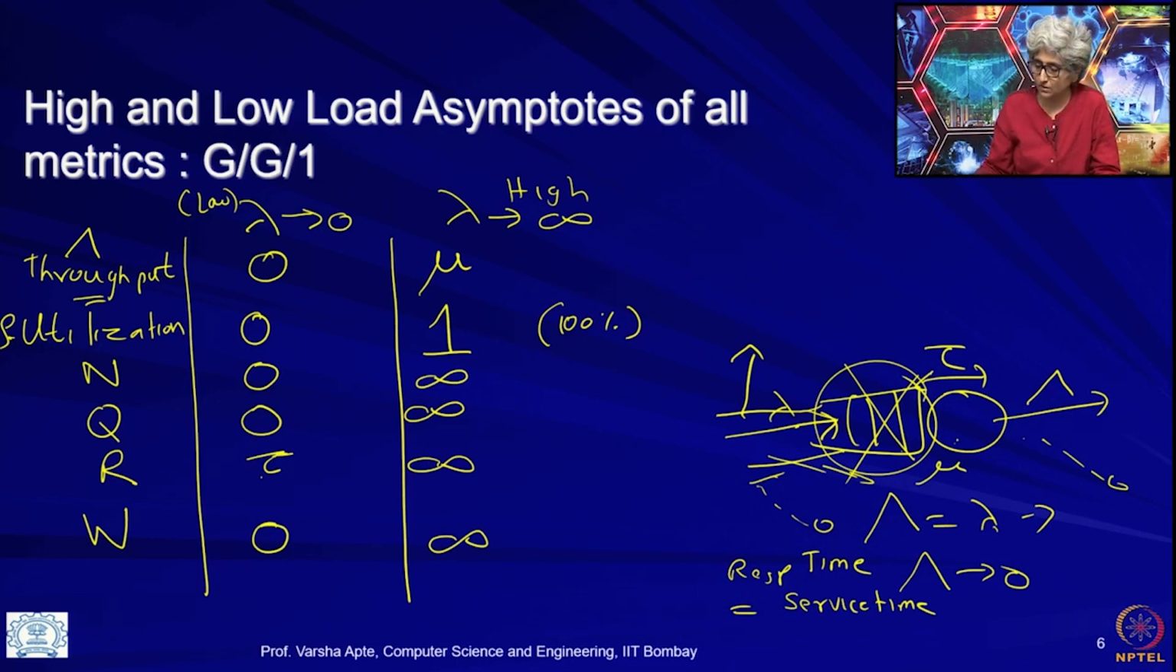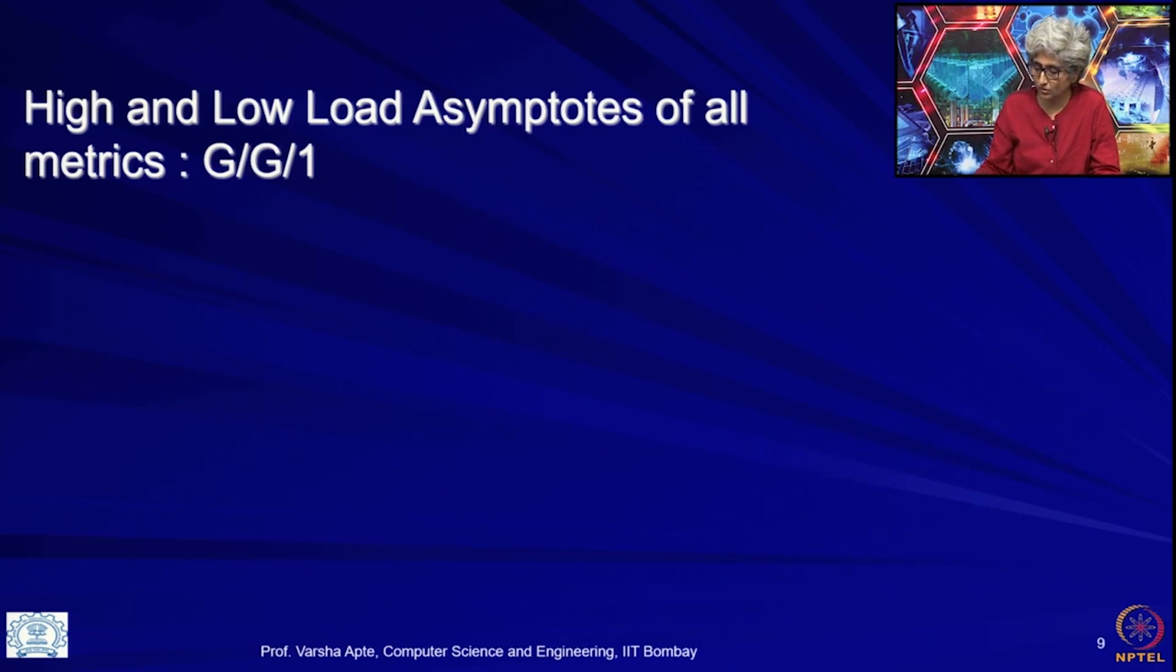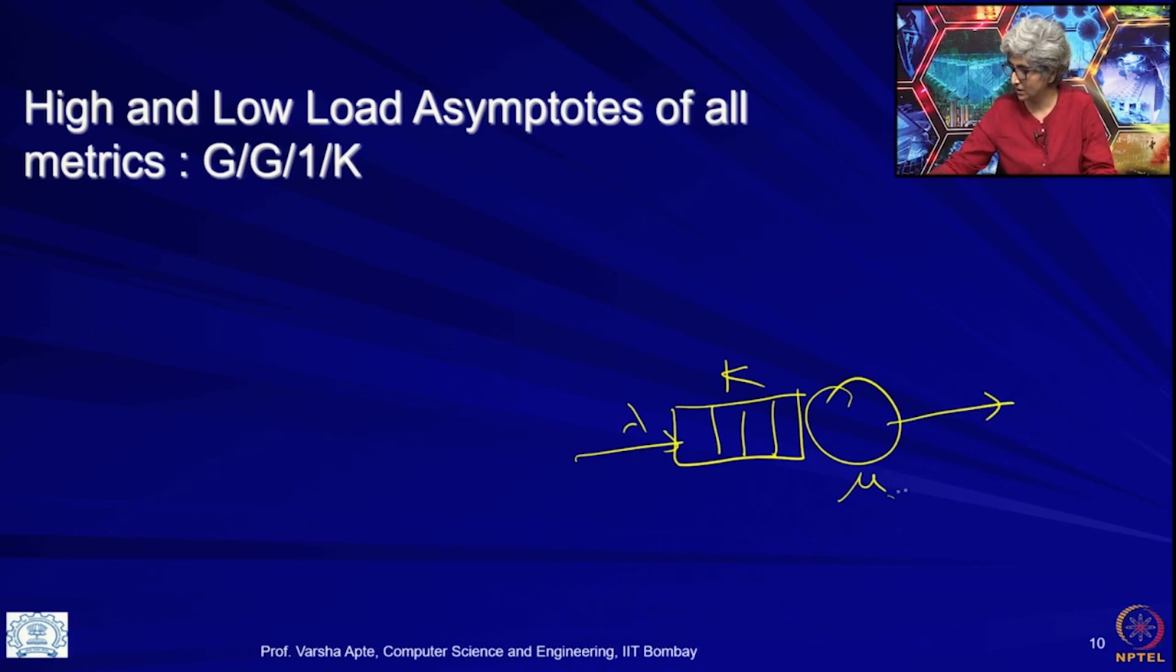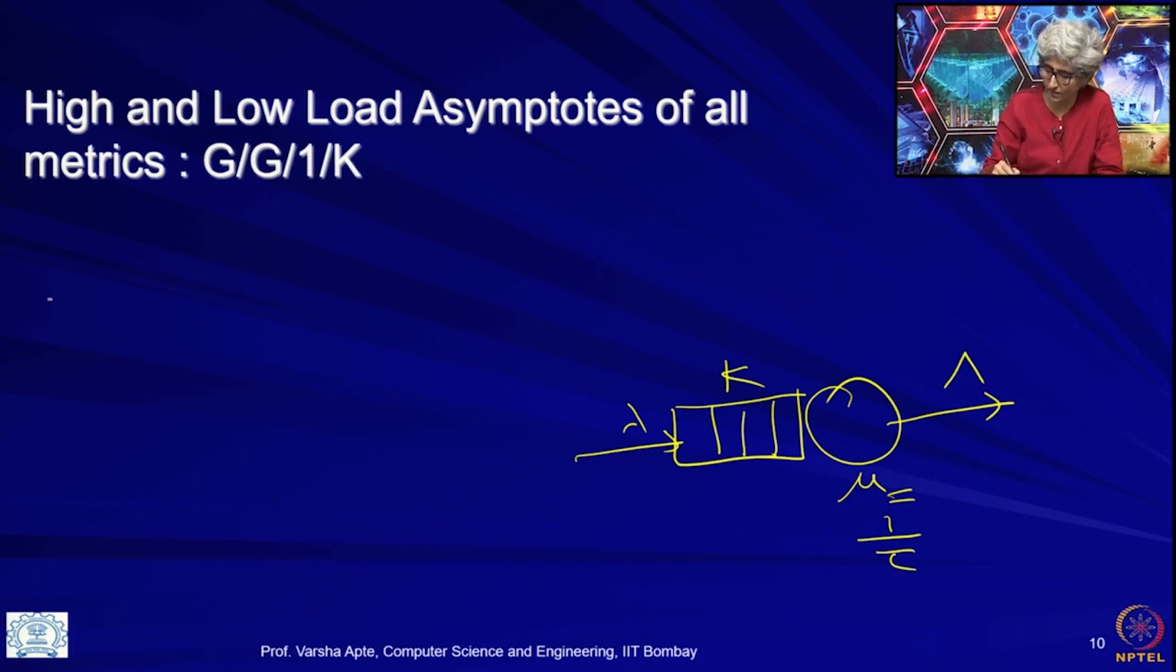So, let us now go to GG1K. Now, what do we have? We have a finite buffer of size k, and we have a single server, and we have lambda, we still have the service rate here is mu, and this is equal to 1 by tau, and there is some throughput that is going to come out of this. Now, we will do the same thing here. We will again make a table.